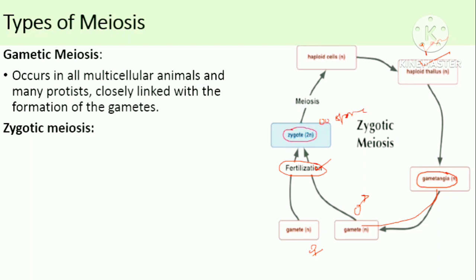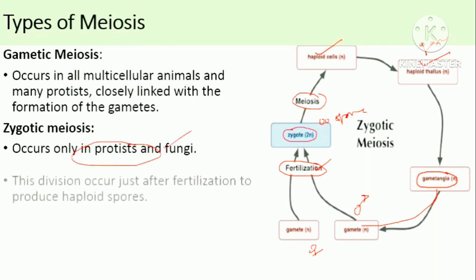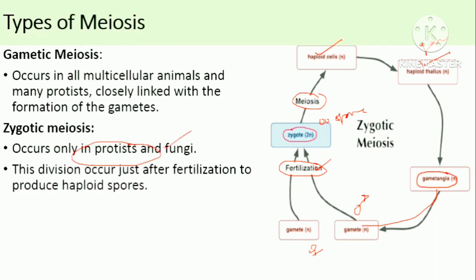Then this zygote will undergo meiosis and will form the haploid cells. They will grow into the haploid thallus. It mostly occurs in case of lower algae. It occurs only in protists and fungi. In some algae it also occurs. This division occurs just after fertilization. As soon as fertilization happens, this meiosis occurs to produce haploid spores. This results in the formation of haploid spores.